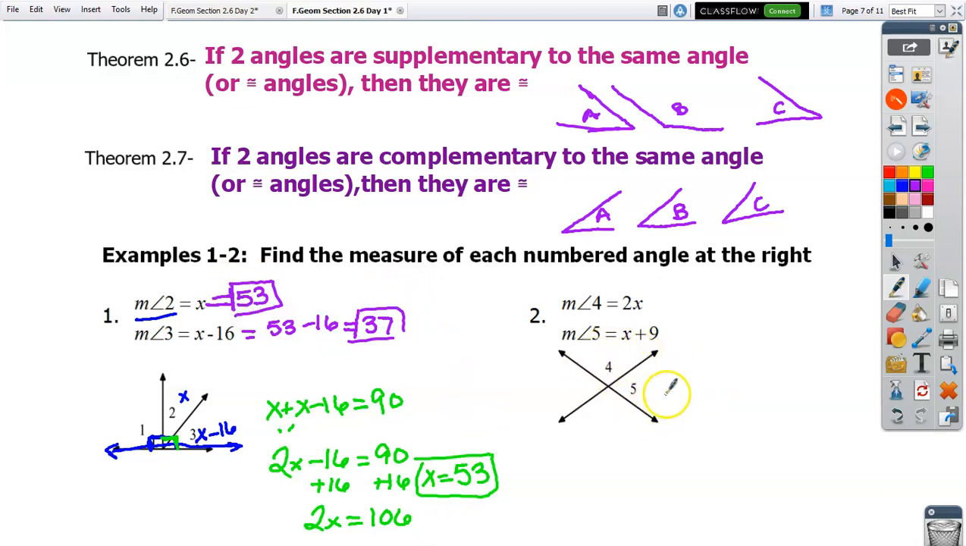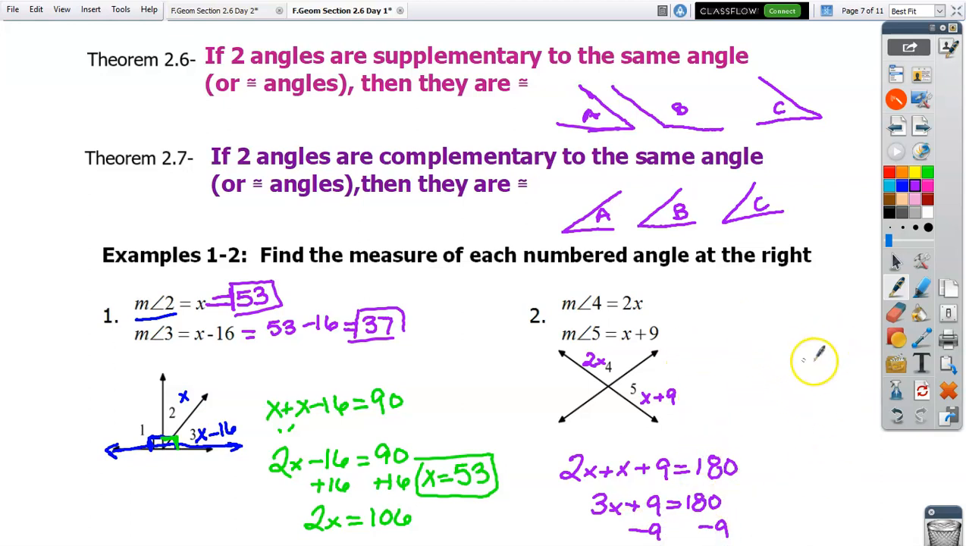Angle 4 and angle 5. Angle 4 is 2x. Angle 5 is x plus 9. And see how they make up this straight line again. So that means they add up to 180. They are supplementary angles. So 2x plus x plus 9 equals 180. Again, we'll simplify to add the x's together to get 3x plus 9 equals 180. We'll subtract 9 from both sides.